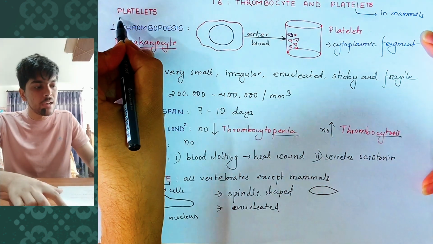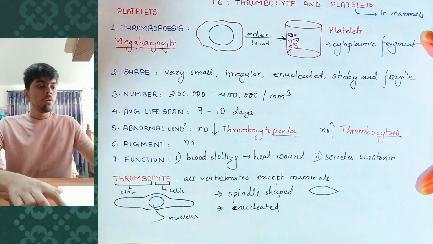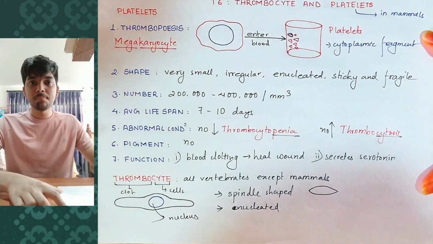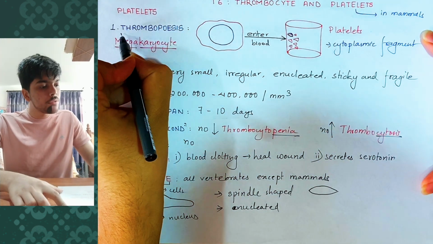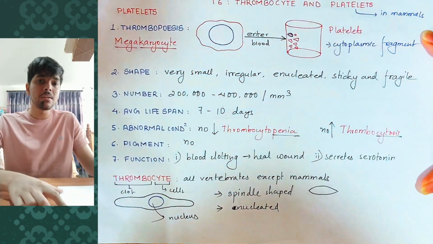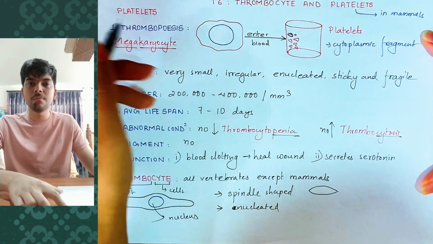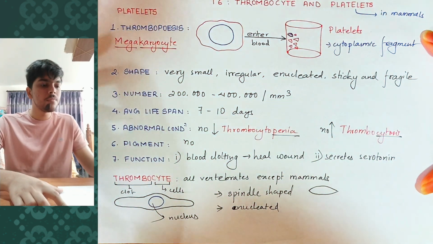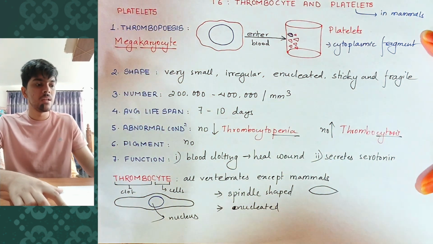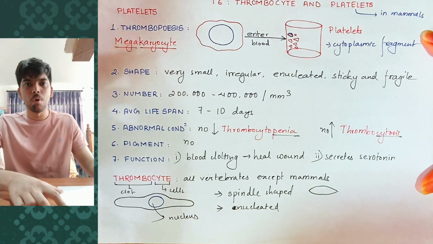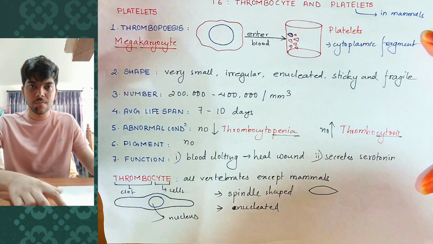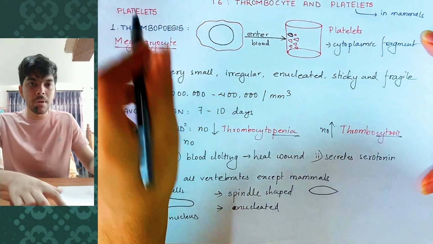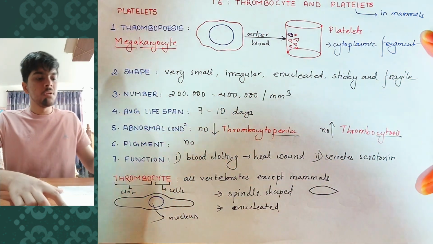First, platelets. The process by which platelets are formed is called thrombopoiesis, where thrombo refers to either platelets or thrombocyte and poiesis refers to formation. So the formation of thrombocyte or platelets is thrombopoiesis. But thrombopoiesis of platelets is different. Thrombopoiesis of platelets, this is what takes place.